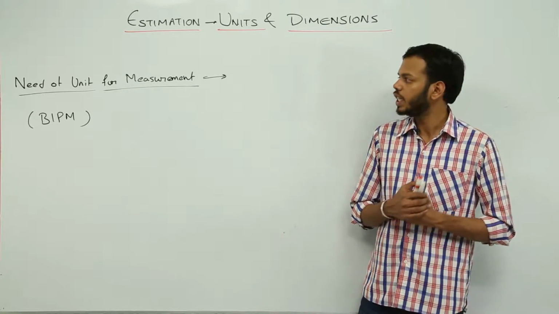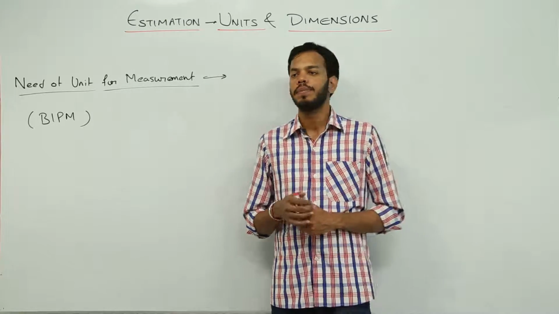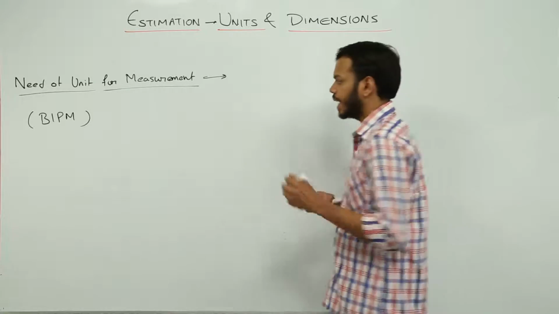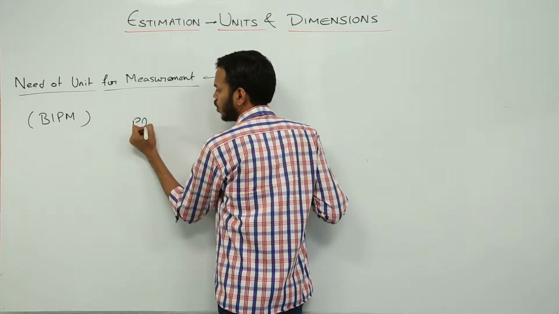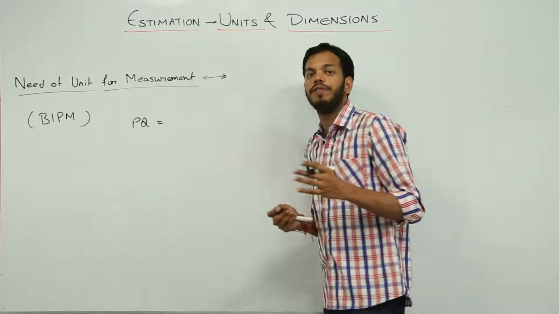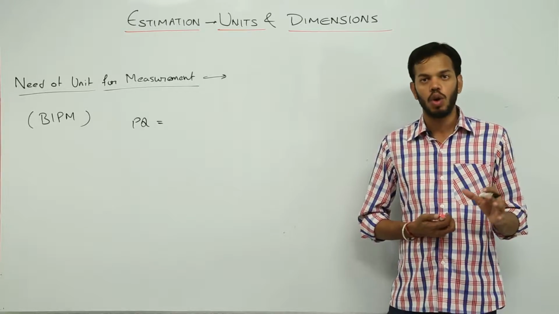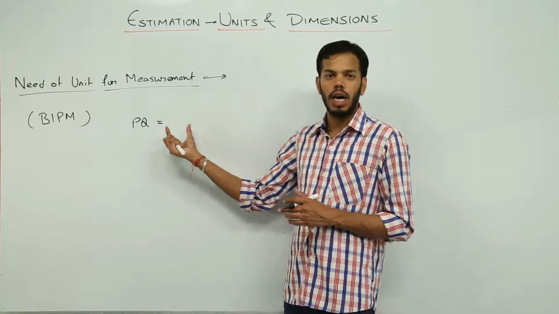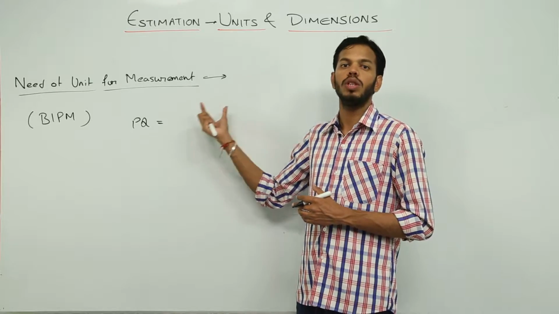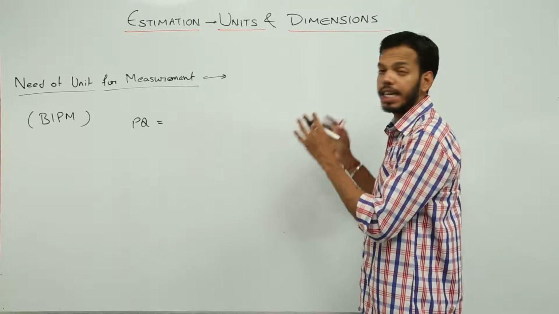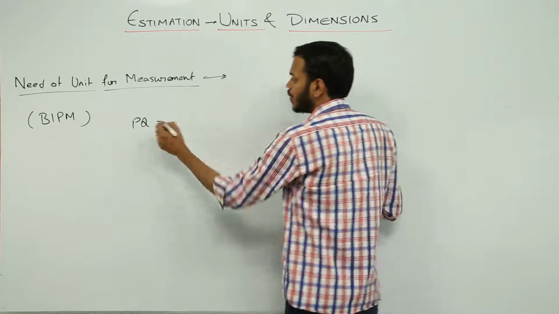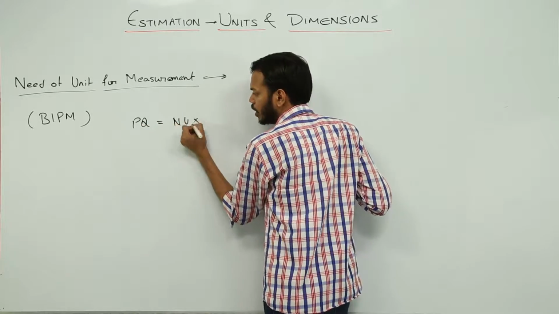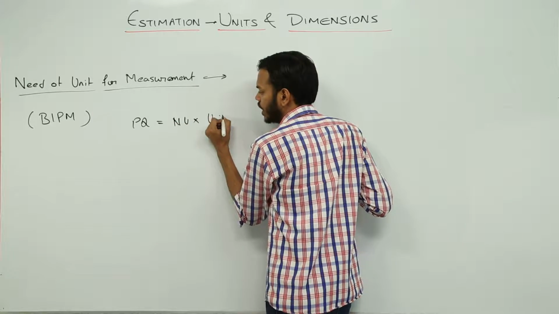Now, why do we need a unit for measurement? First of all, what is a unit? As we just explained, if I am writing a physical quantity in terms of numerical value only, the numerical value will consist of a value into the order of magnitude. Let's consider that whole as a numerical value. So a physical quantity is some numerical value times the units.